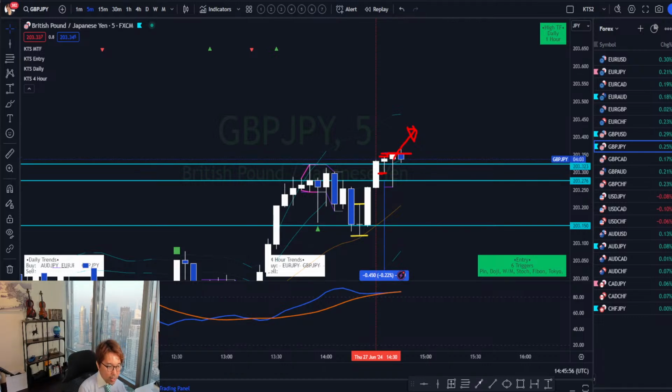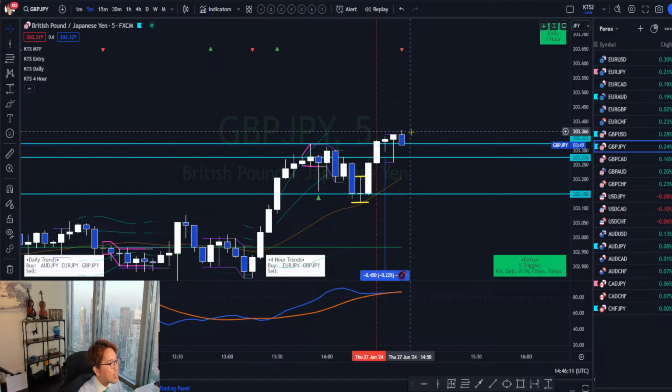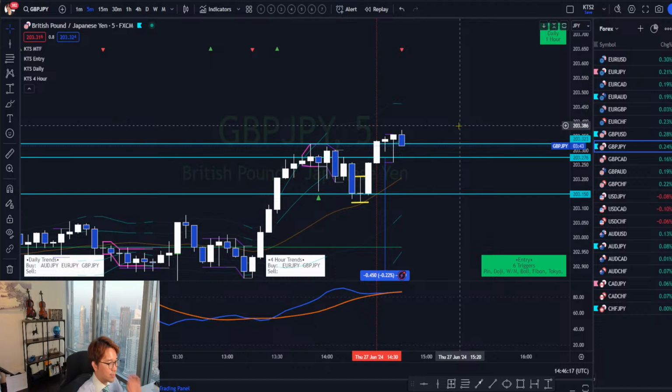Yes, Tokyo Box breakout is only for JPY pairs. So any comments about this scenario? So yeah, I'm waiting for this doji outside to break bullish.